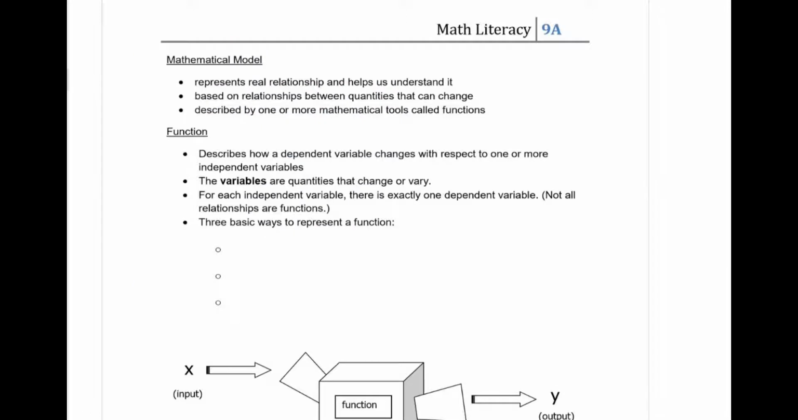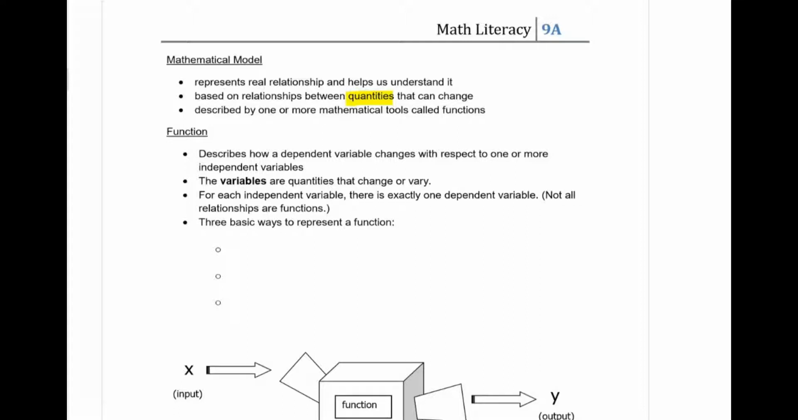And we're going to start off by looking at just what a model is. A model is a way to represent real relationships, and it helps us understand it. It is based on relationships between quantities that can change. And that's key here. It's based on quantities, which means sets of numbers. You have to have two sets of numbers that you are relating. Mathematical models are described by one or more mathematical tools called functions.